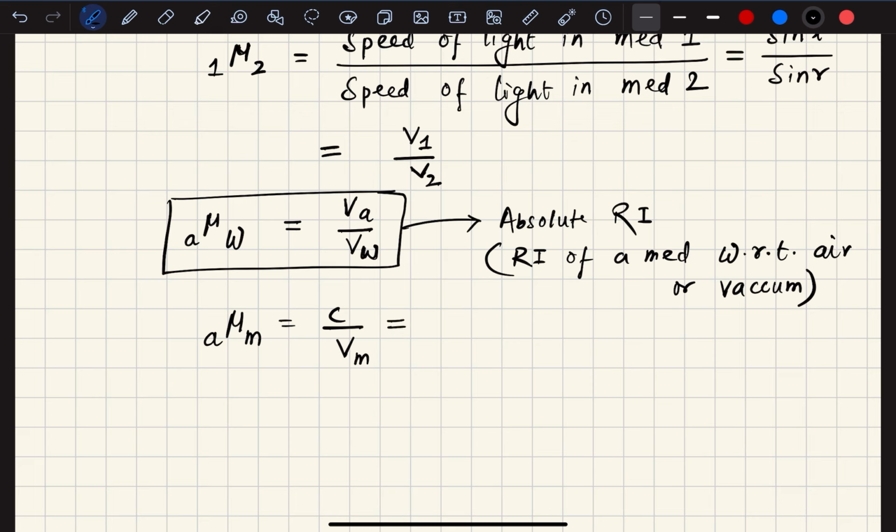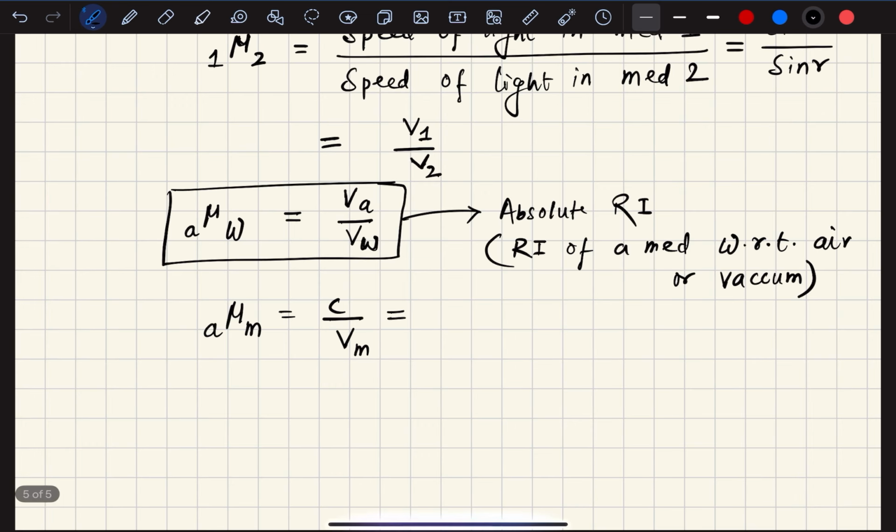Now this c is basically a constant. So I can write this as k by v. And from here you can also write that mu is inversely proportional to Vm. Now what is this Vm? Velocity of light in that medium. That can be denoted as frequency into wavelength.